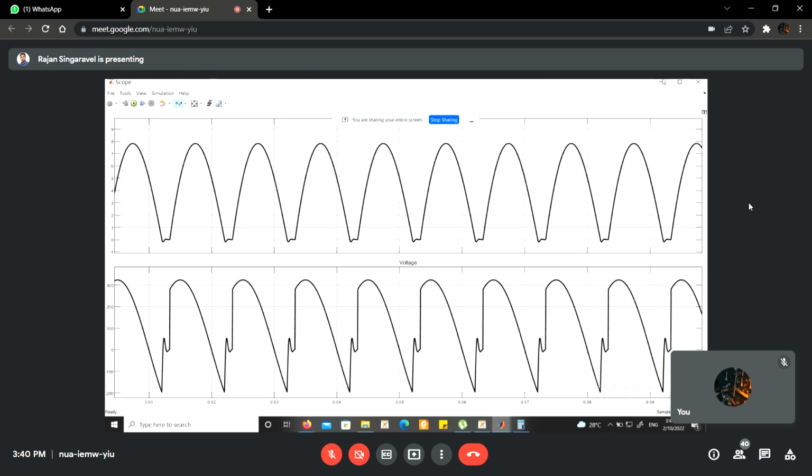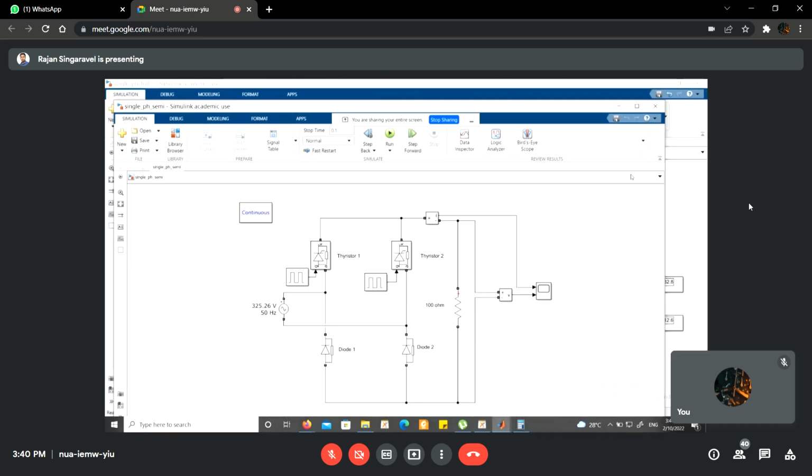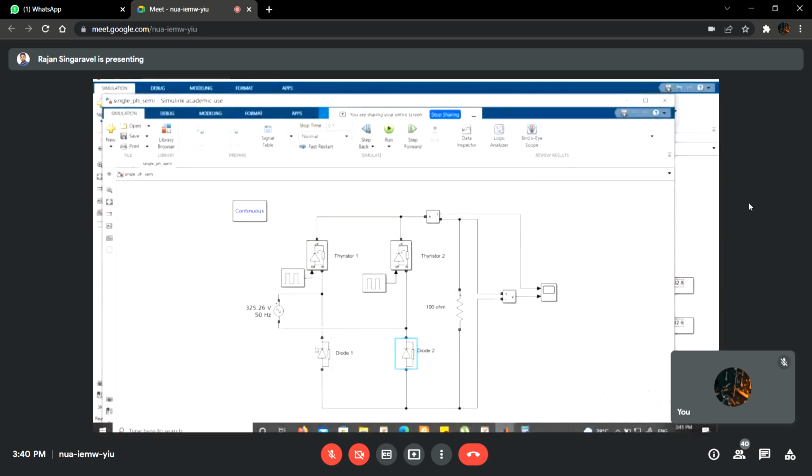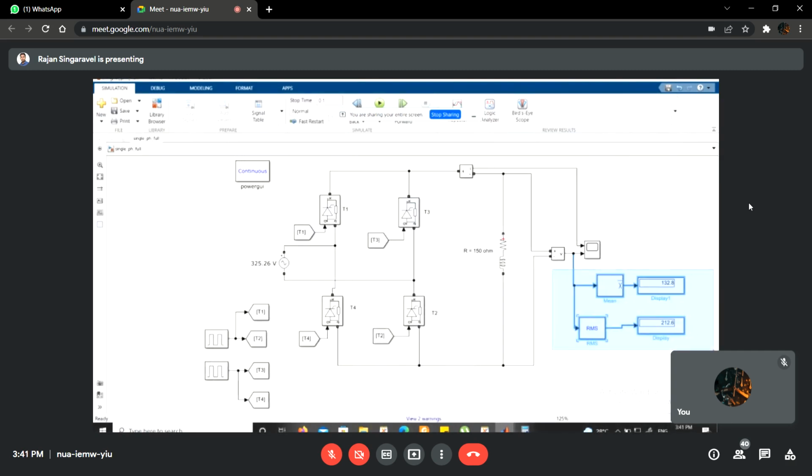Okay, right, so the next circuit is the semi-converter. As per the circuit, this is very similar, and you can see only the changes. You have diodes on the bottom side. I mean, in each leg, the bottom switch is replaced with a diode. So let me measure the voltage once again here.